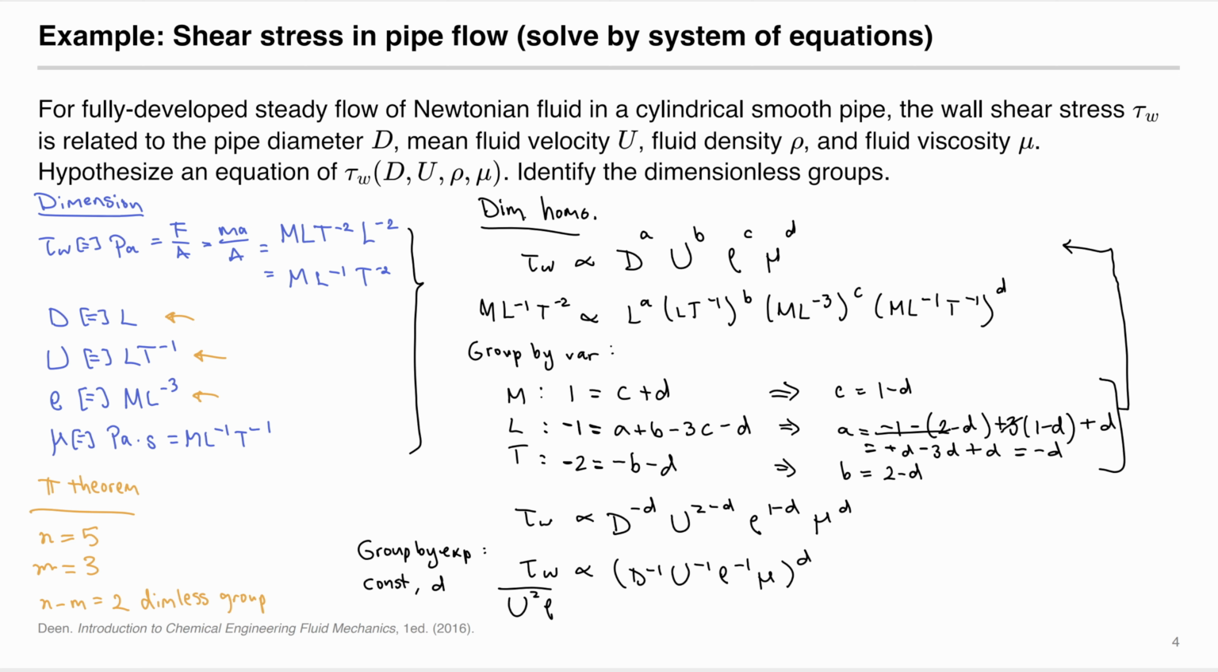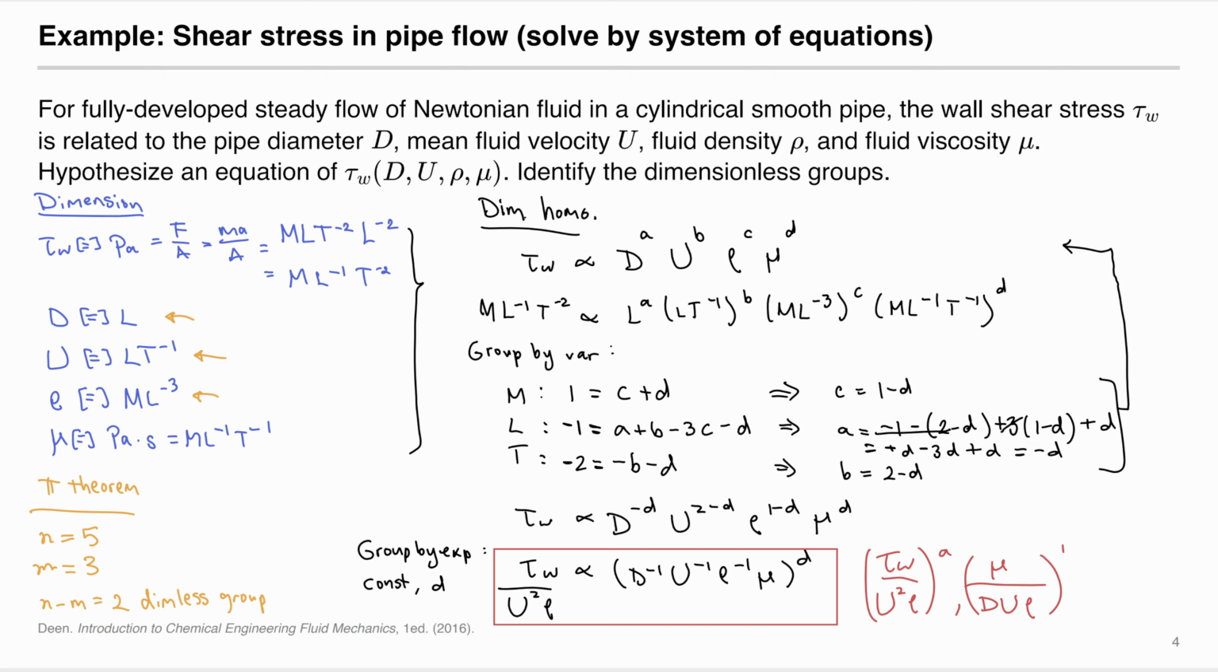So this is the equation that relates tau W with all other variables. And the dimensionless groups that arise from this is tau W divided by U squared rho raised to some arbitrary power. And if I rewrite this, it can be mu divided by D, U, and rho raised to some other arbitrary exponent.